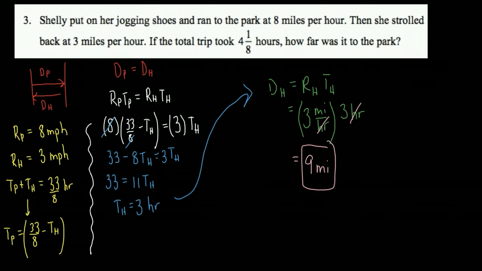Okay, so checking the answer for example 3, it's the same type of diagram. The distances are equal, so it's the same type of equation as well. And when you plug in all of your knowns, you can find the unknown time, which is the time home. That gives me 3 hours, and I plug it into the dh equals rh times th, and I get 3 times 3, which gives me 9 miles.